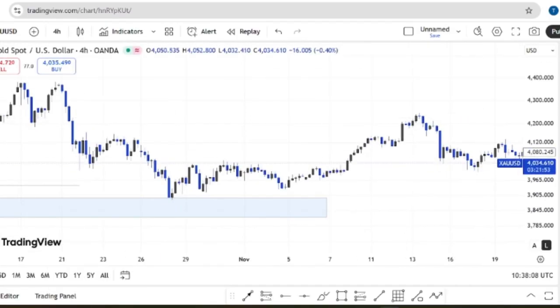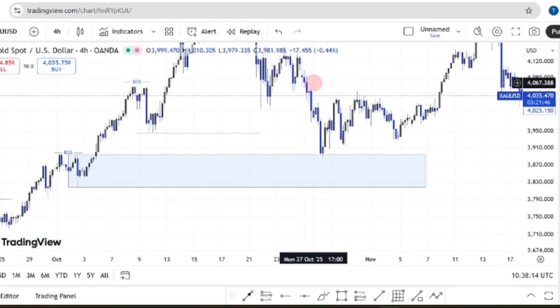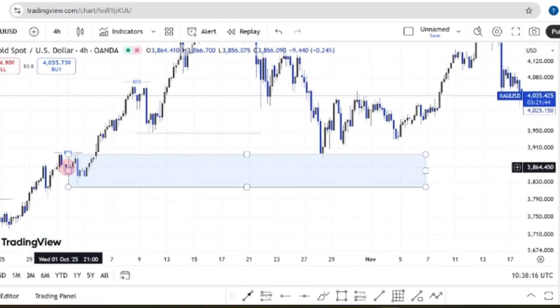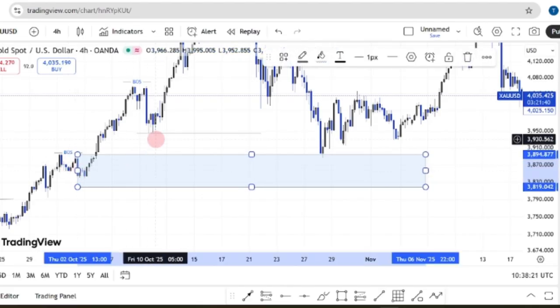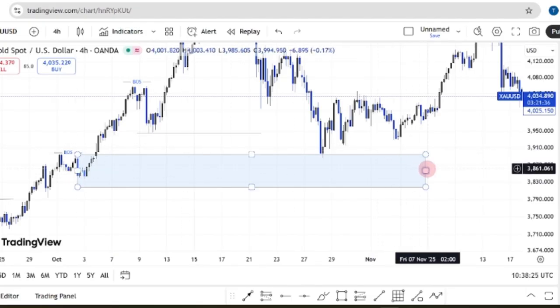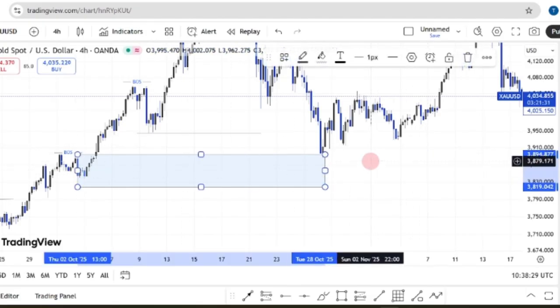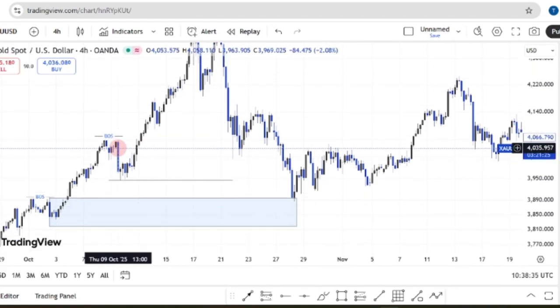So this is what we have on the 4 hours. Let's mark our chart properly. On the 4 hours level, let's refine this to the proper zone. This is what we have on the 4 hours, this zone. Let's refine this properly. All right, so this is what we have on the 4 hours. That's the 4 hours order block. Let's label our chart properly now.